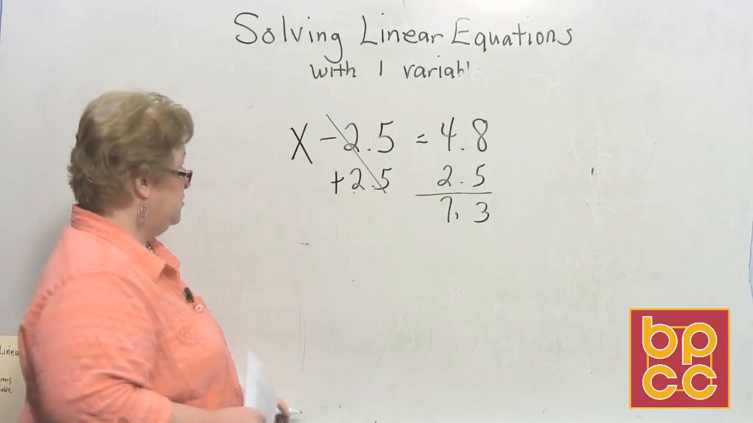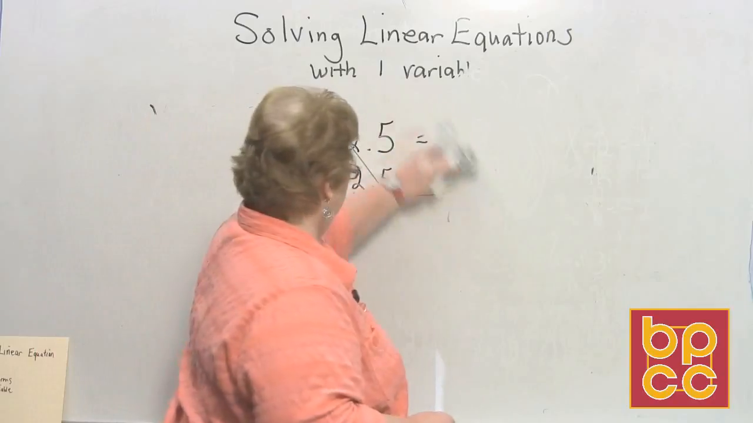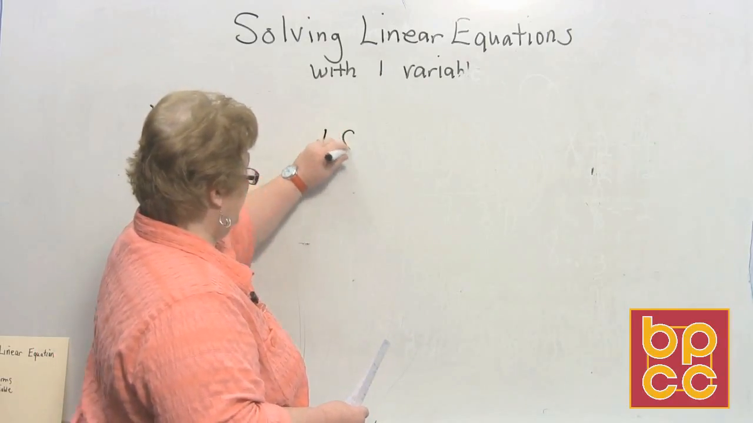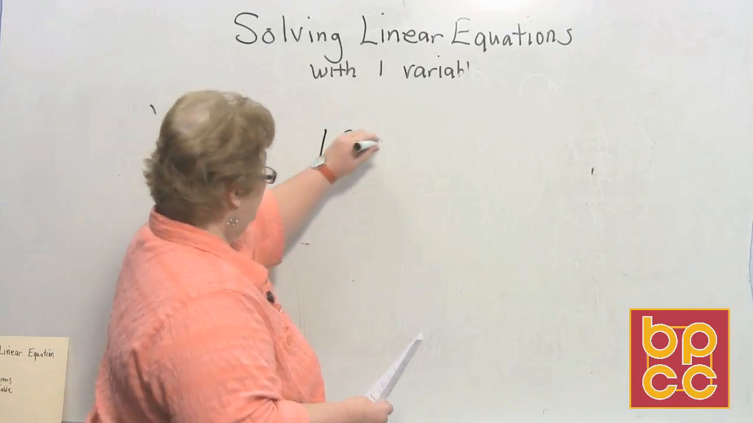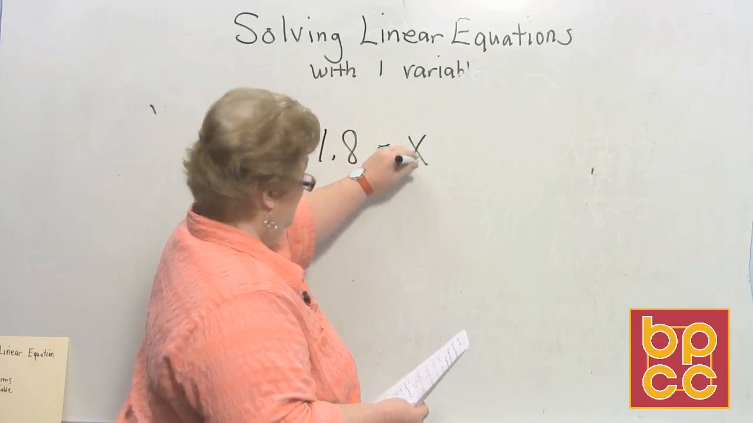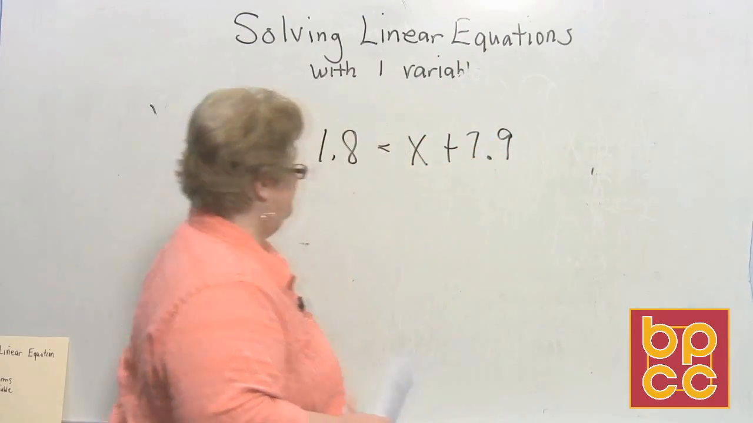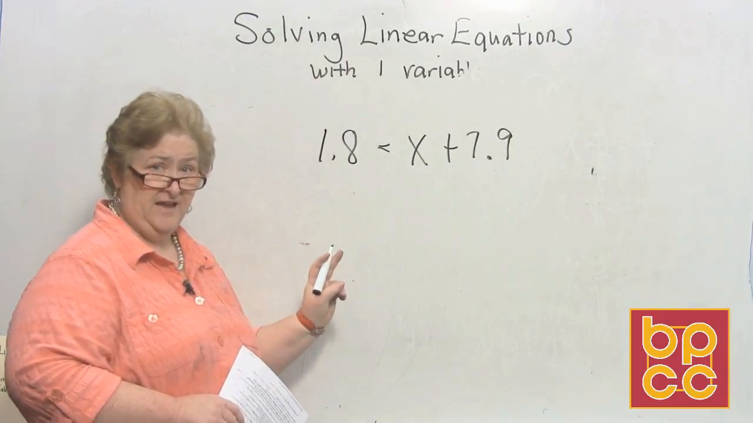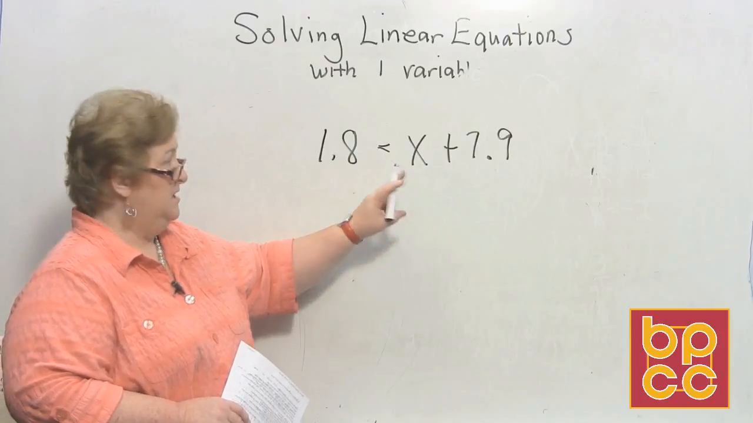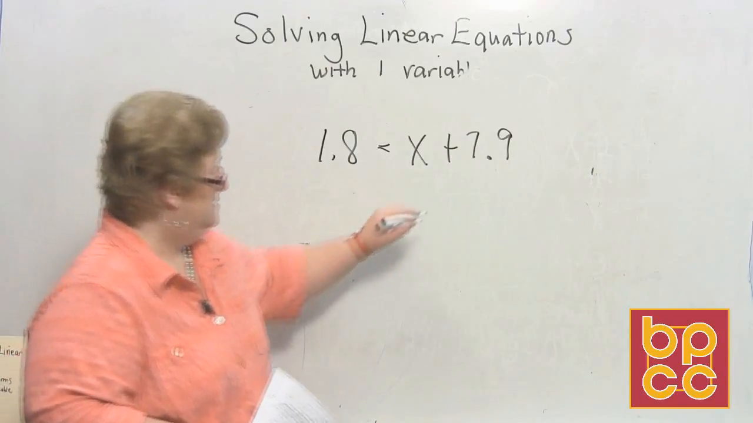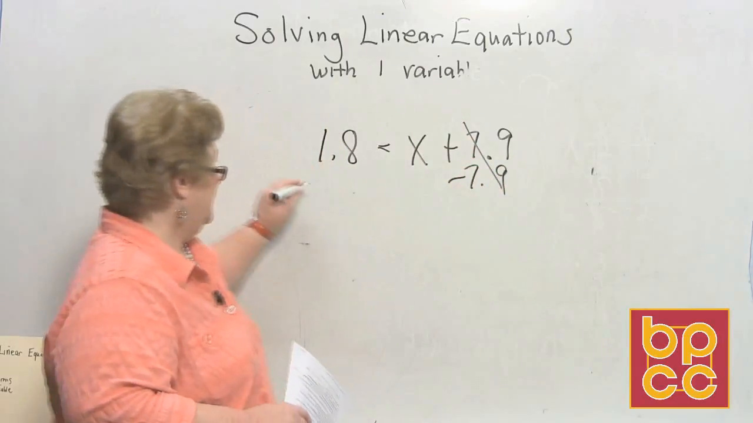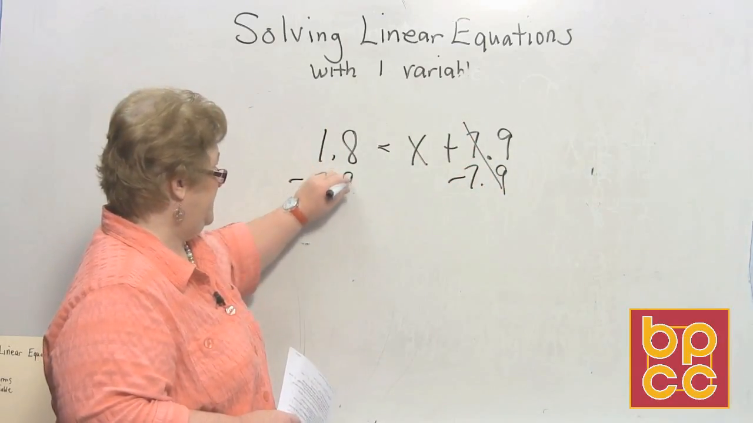Okay? So we can do whole numbers and we can do decimals. Let's do one more decimal. Let's say that I have 1.8 on this side, and I have x right here, and 7.9. Okay, now who are we going to move here? We're going to move the 7.9 to the other side because x is on the right-hand side. Let's take away 7.9. That clears. And let's take away 7.9.